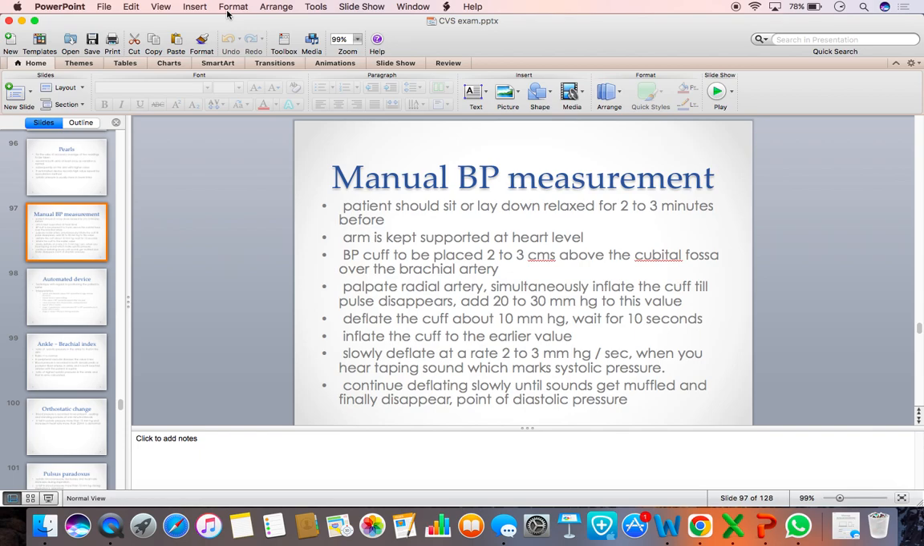Then continue deflating slowly until the sounds get muffled and finally disappear. The point of disappearance of the sounds marks the diastolic pressure. Then you may ask a question. If the sounds never disappear and you only hear muffled sounds, on such occasions you take the point of muffling of the sounds as the diastolic pressure. Okay?